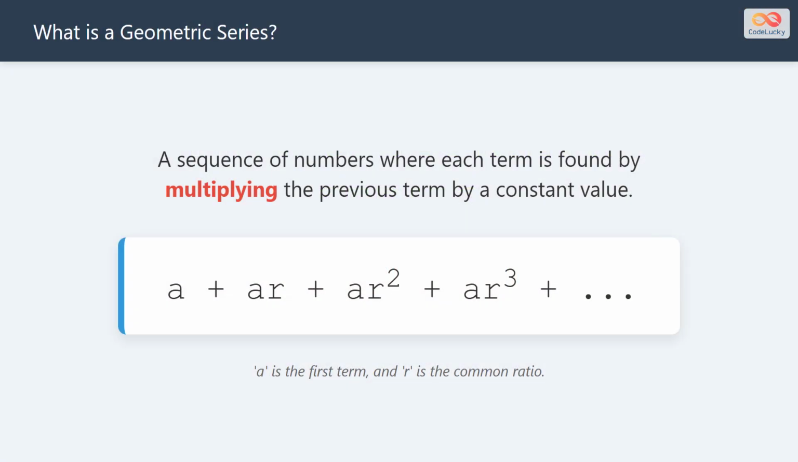First, let's define what we are talking about. A geometric series is a sequence of numbers added together. The special rule here is that to get from one number to the next, you multiply by the exact same value every time. This value is called the common ratio. In the formula shown, I represents the starting number.